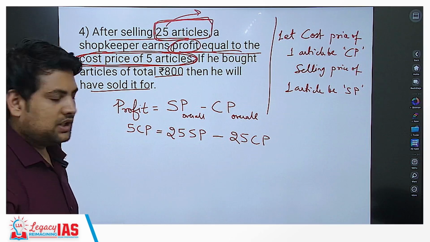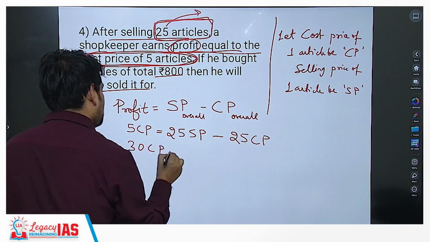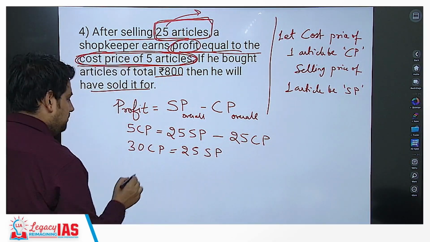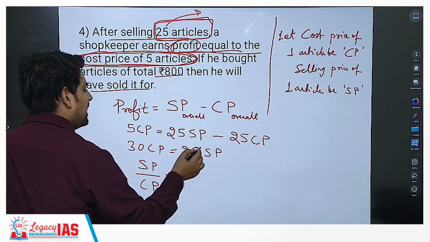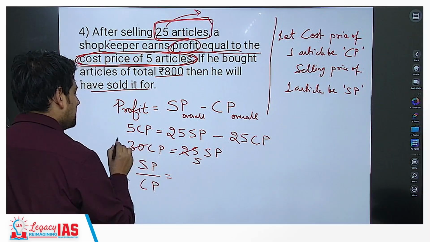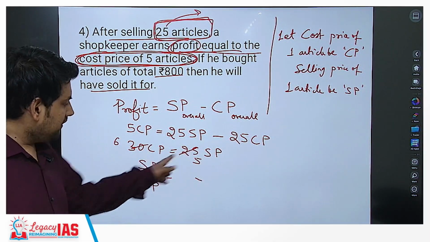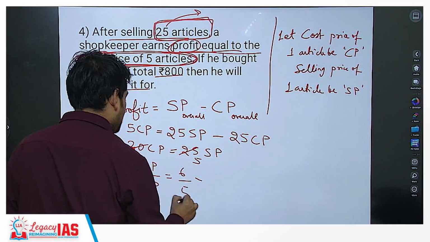That's it. Understood? Now you send 25 here, it becomes 30 CP equals 25 SP. This gives you SP by CP. You can cancel this out. This will go 5 times, this will go 6 times. I am dividing it by 5. Now CP I send here, 5 I send here. So this becomes SP by CP equals 6 by 5.